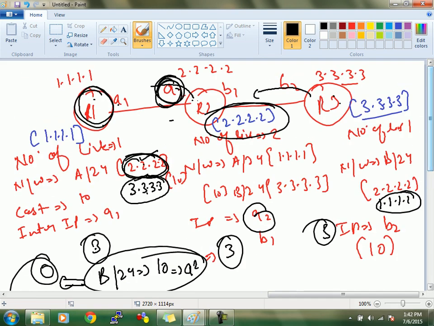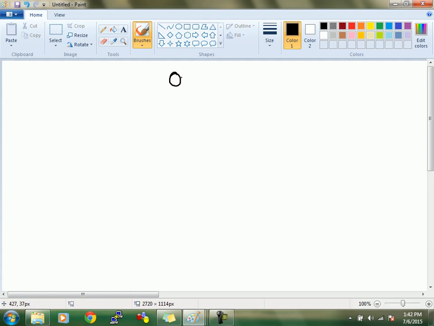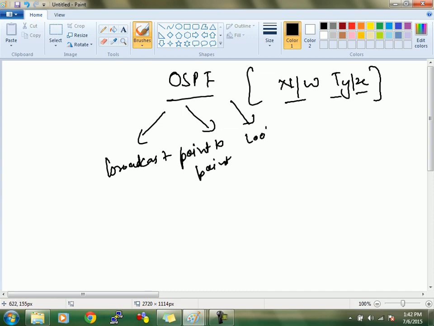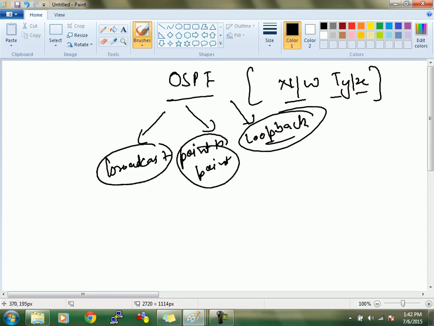This thing is clear. Now guys, in case of OSPF, we have something called network type. What are network types? OSPF defines three types of network type, but for CCNA only two matter. One is point to point, the other one is broadcast. Loopback we will discuss tomorrow. Today we will discuss point to point and broadcast.